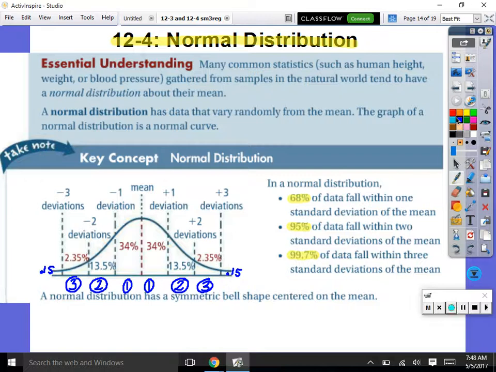Okay, so today we're going to be doing normal distribution, which is still dealing with mean and standard deviation. That's when our data has a normal distribution, I'll explain in a second. Many common statistics in the real world, such as human height or blood pressure, gathered from samples, tend to have what's called a normal distribution about their average, about their mean. A normal distribution has data that vary randomly from the mean. So the mean is the average. The graph of the normal distribution is called a normal bell-shaped curve. Everybody look at this normal bell-shaped curve.